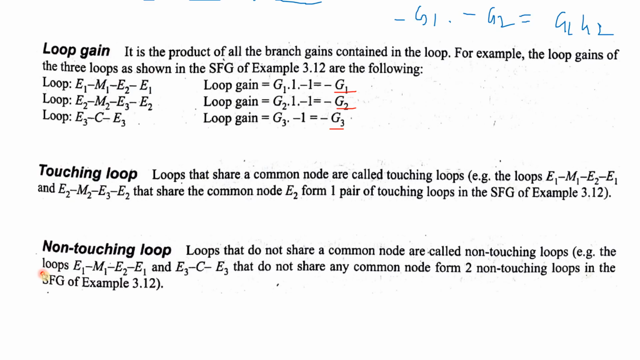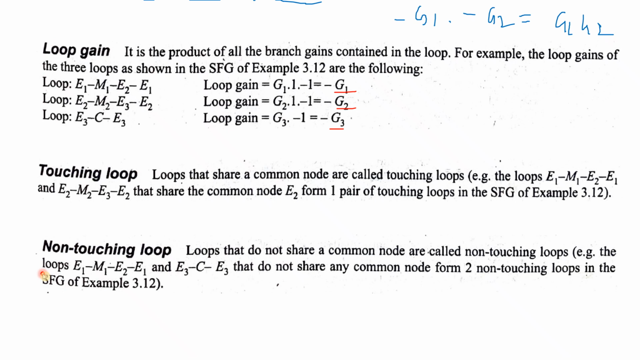Okay. So these are the different terminologies that we were discussing. Sir, I was asking, is the formula the same in all the loops? The gain formula, multiplication. Yes, sir. And touching loop, non-touching loop, and forward path, for every loop this is the same formula, no, sir?